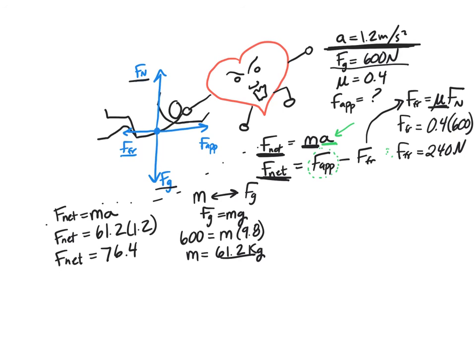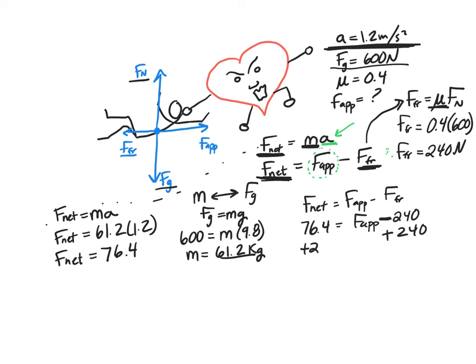Okay, so now we know our net force. We found our force of friction. We can solve for our force applied. I'll write it down here again so you can see it a little less messy. Force applied minus force of friction. So F net 76.4 equals force applied minus 240. And because there's a subtraction sign between them, we're not dividing, we're going to add. And that's 316.4 newtons is equal to our force.